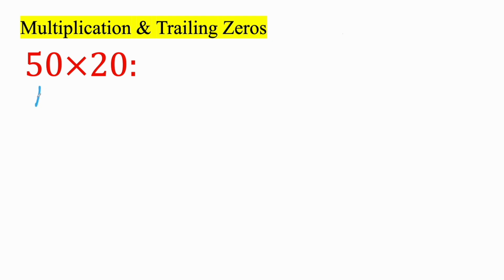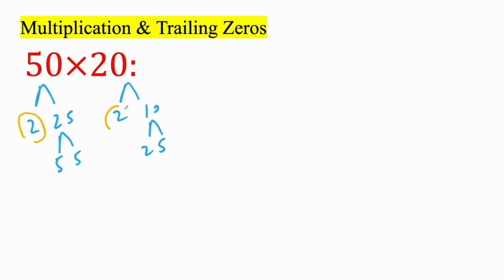So to get 50, it's going to be 2 times 25, and to get 25, it's going to be 5 times 5. Likewise, to get 20, it's going to be 2 times 10, and to get 10, it's 2 and 5. And so what we notice is we have 1, 2, 3, we have 3 2's, so 2 cubed. Likewise, we have 1, 2, 3, we have 3 5's, so 5 raised to 3.